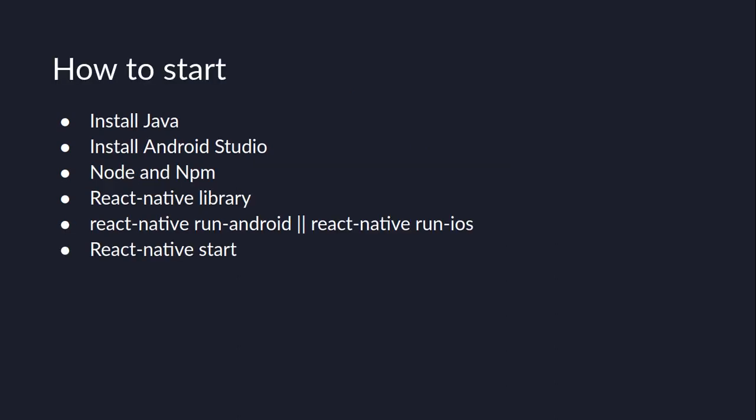So for the start, in this video we are not going to show how we can install it, but we must know the points. We have to install Java, Android Studio, Node and NPM, and the React Native library. After that, if you just want to make the build for Android, we run the run-android command, and if you want to make the build for iOS, then you have to run react-native run-ios. And after that, you can just use react-native start. This is the basic introduction.